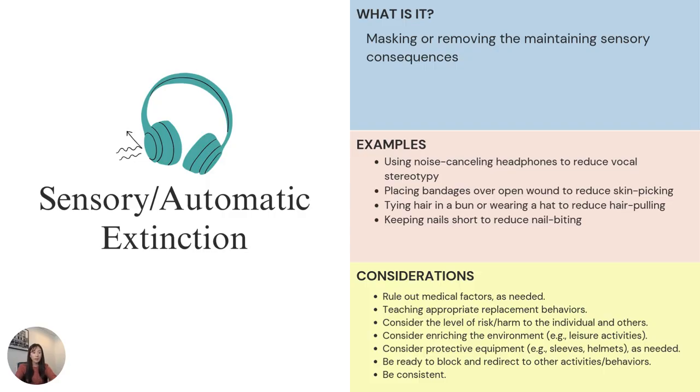We also want to enrich the environment, and this is so important too. We want to place items or activities around the environment so that they can easily compete with the automatic behavior. We want to teach as many different types of leisure activities as possible. We also want to consider some protective equipment like sleeves or helmets if they are needed. We want to reduce, again, any risk or harm. We want to be ready at all times to block and redirect to other activities or behaviors. This is where we have them engaged or keeping their hands busy. And lastly, we want to be consistent.